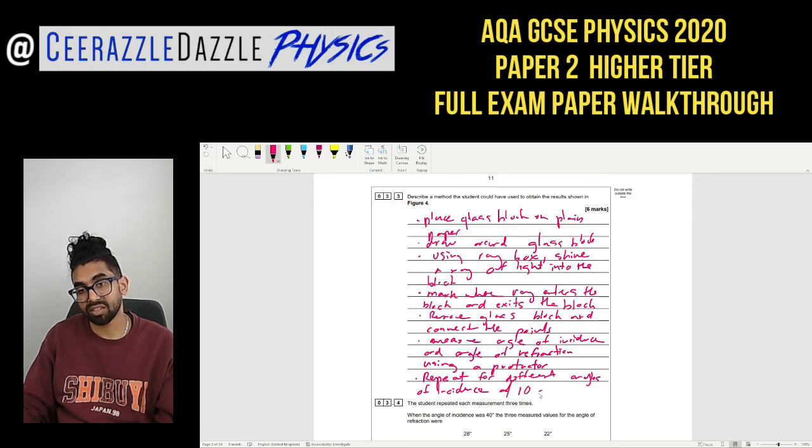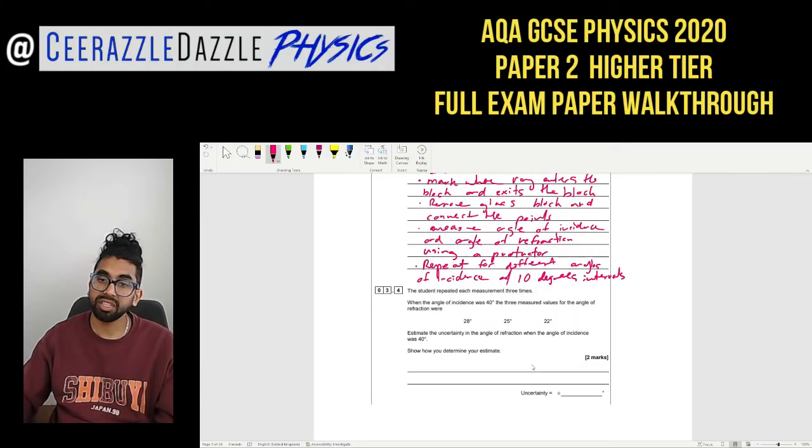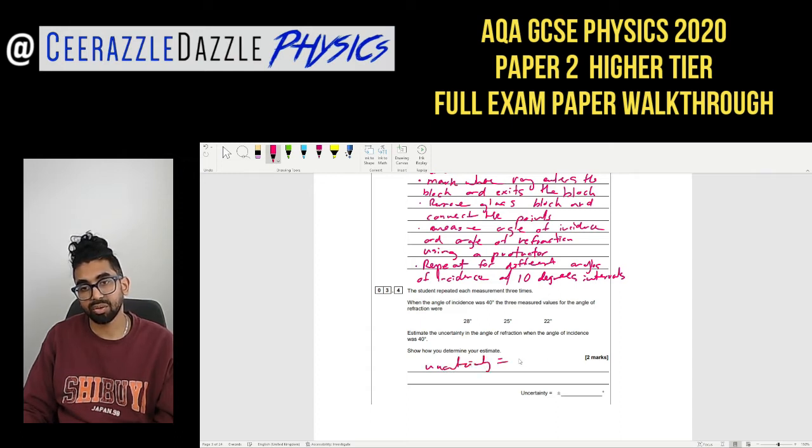3.4, the student repeated each measurement 3 times. When the angle of incidence is 40 degrees, the 3 measured values of the angle of refraction are 28, 25 and 22. Estimate the uncertainty. To work out the uncertainty, all you do is take the maximum value minus the minimum value, divided by 2. So the maximum value you've got here is 28, minus 22, divided by 2. The answer is going to be 3.